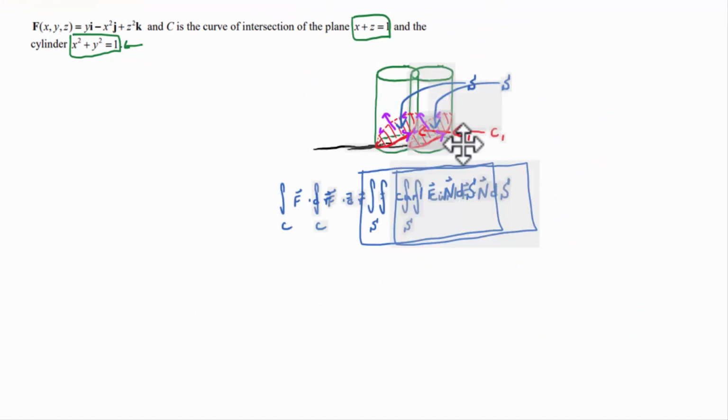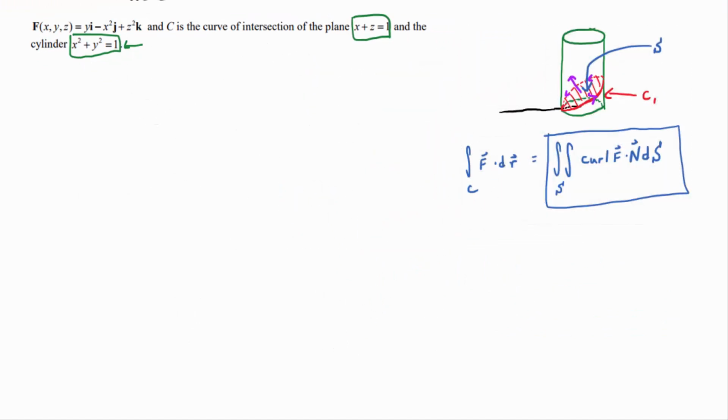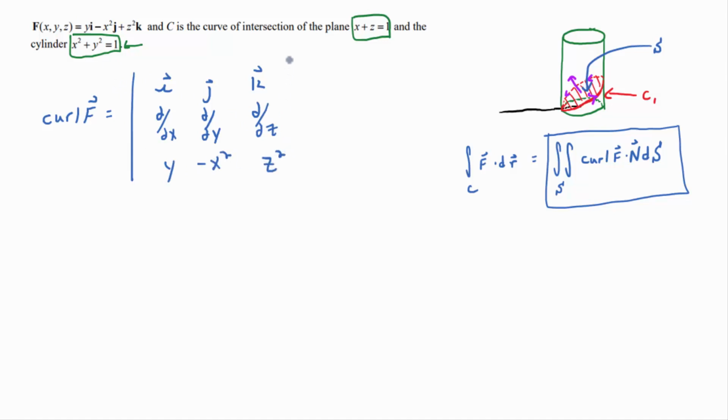And give us plenty of room to work. So let's first find the curl, which I don't think it's going to be too awful. i, j, k, d/dx, d/dy, d/dz. Components, what are the components? y, negative x squared, z squared.